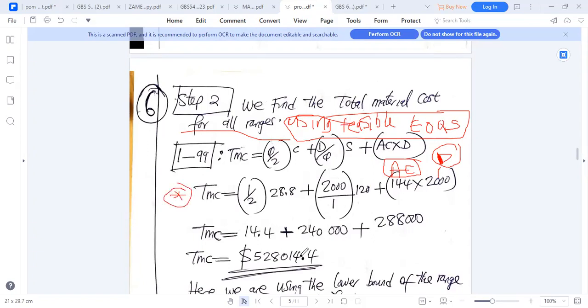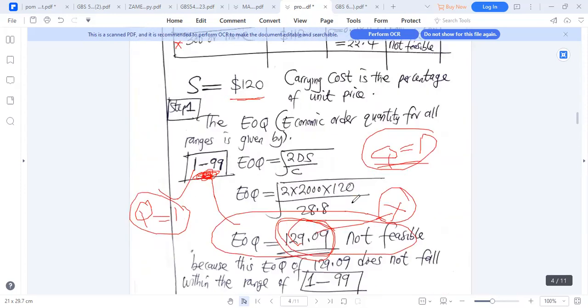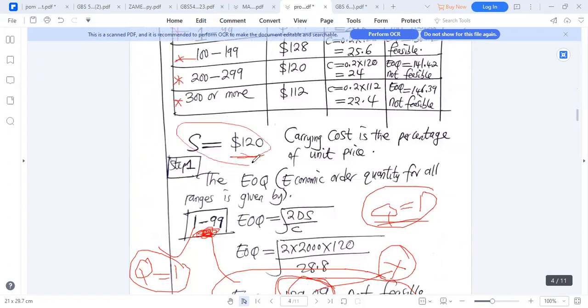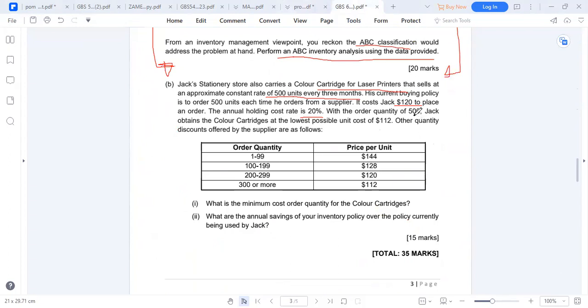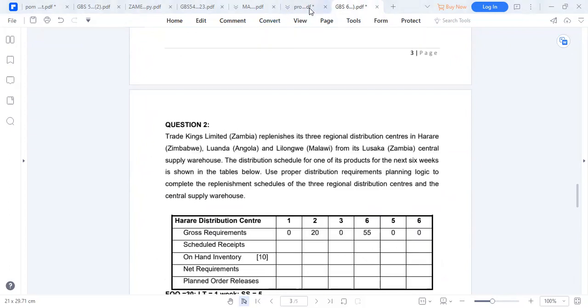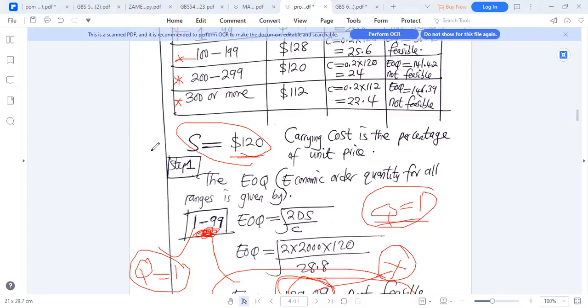So we have this one here. This is our setup cost or ordering cost, which was given in the question. The ordering cost was $120 per order. This can also be accessed by going down to the question. The $120 is the ordering cost per order. So this is just about what is going on here concerning this problem.